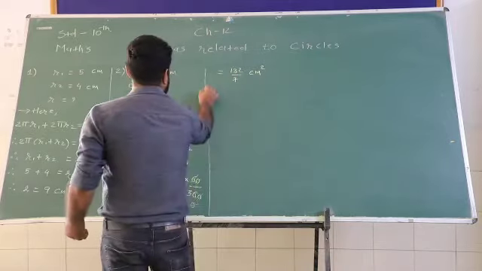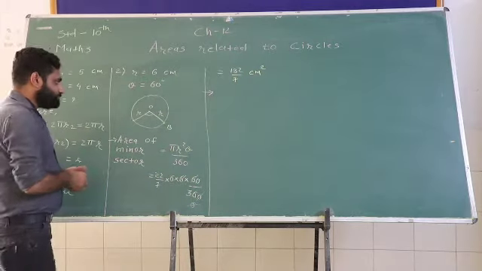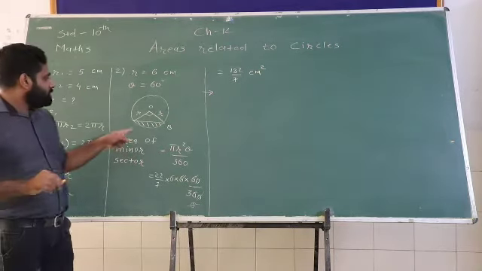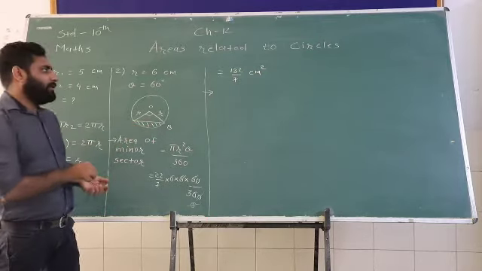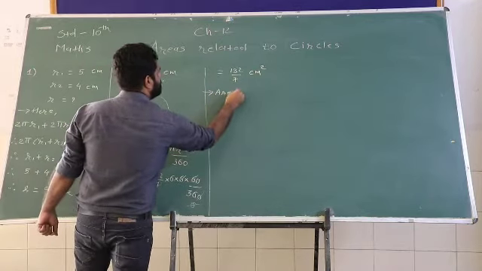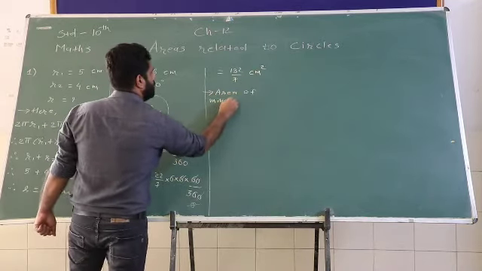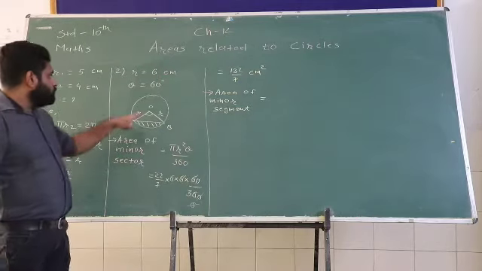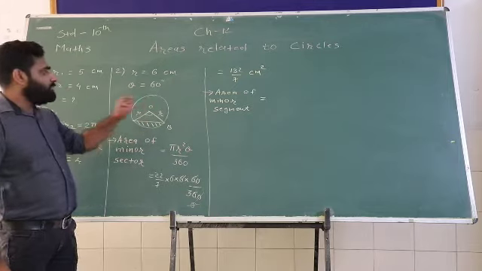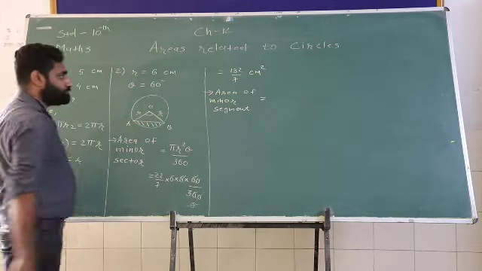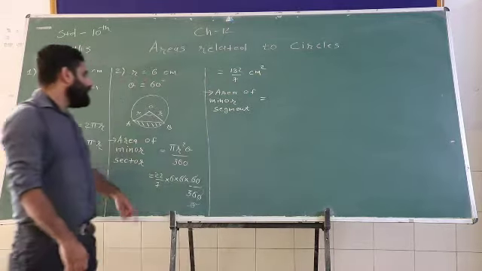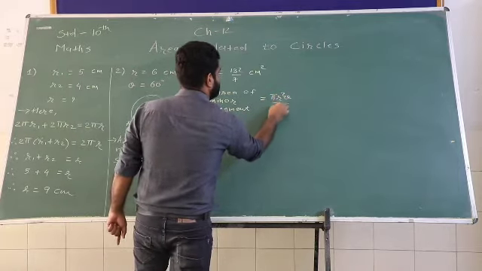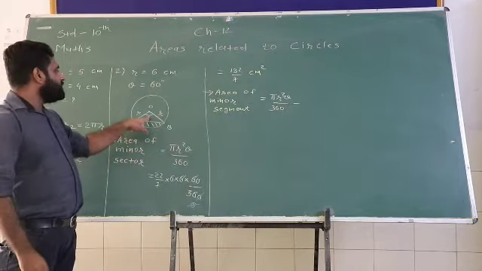Moving ahead, for the segment. That is the segment. I want the area of the minor segment. As you know, it is the area of the sector minus the area of the triangle. So the area of the minor segment is the area of the sector, pi r square theta by 360, minus the area of this triangle.